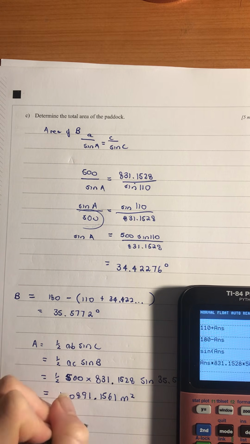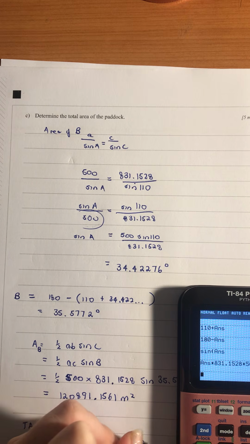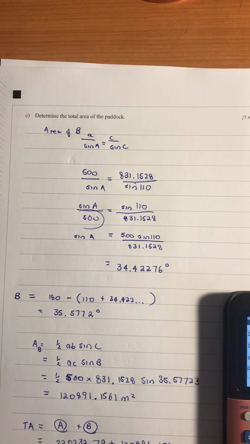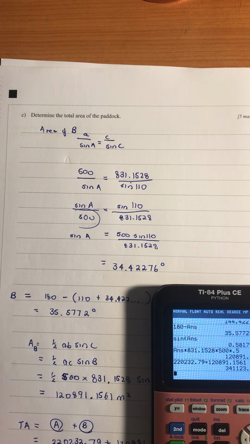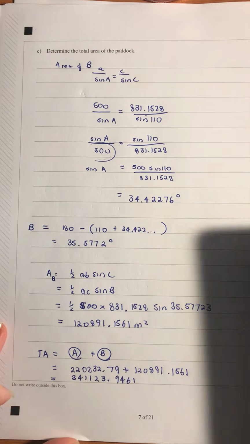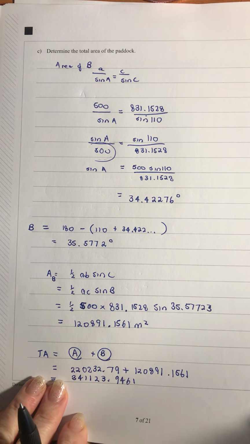So my total area is going to be the previous area that I worked out, so the area of A plus the area of B, and so I've got the 220,232.79 plus the 120,891.1561 that I just worked out, and so I will work out the total of that, and I get 341123.9461. Obviously, your rounding will affect those answers and how close you get to the answer listed there.